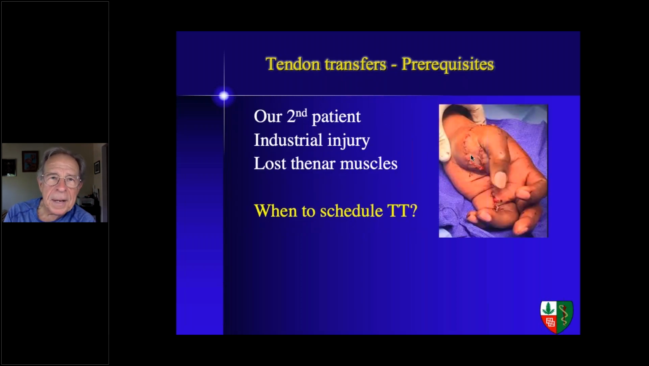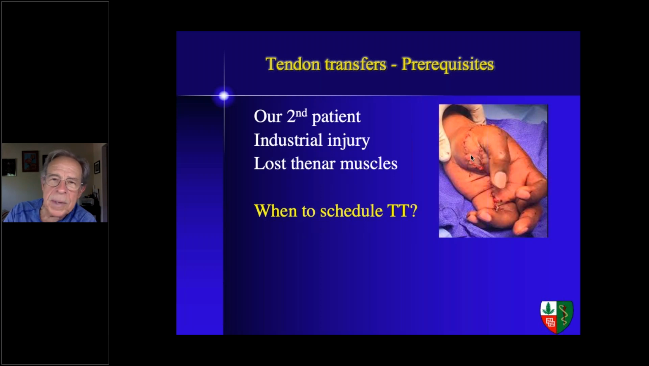So here's our second patient. He has this industrial injury that you see here, out his thenar muscles. And so we know that this fellow is going to need some reconstruction. So when do we do it? Generally, tendon transfers are sort of done as the last phase of a big reconstruction. If you have to do soft tissue and bone and these kinds of things, generally the tendon transfer is about the last thing we do.